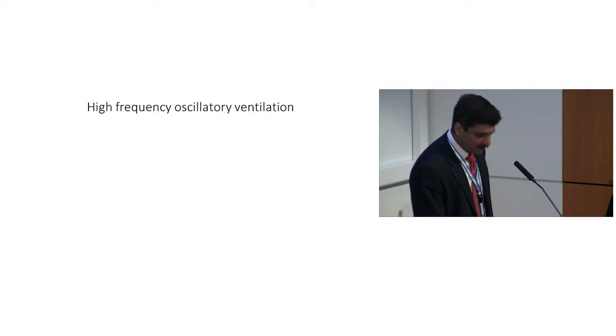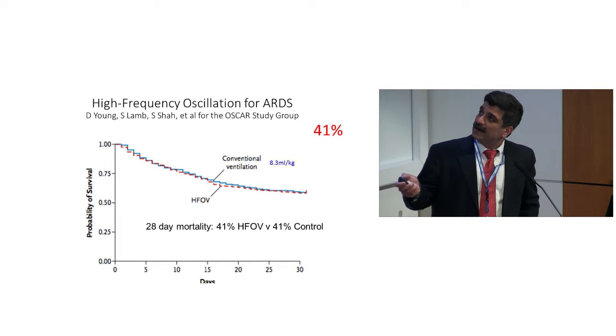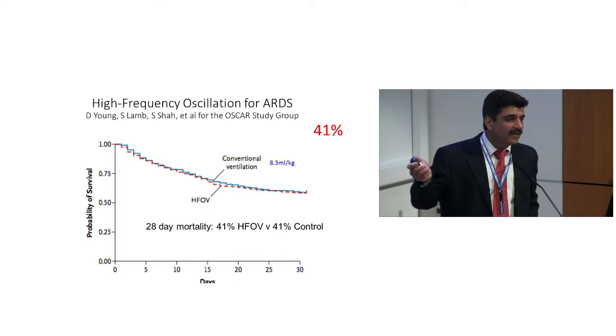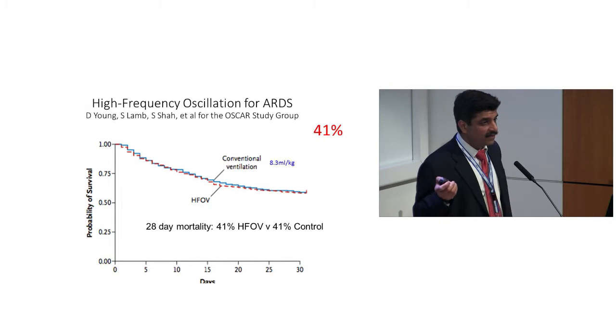High frequency oscillator is something very close to me. We did the OSCAR trial. No difference in outcomes. The mortality was 41% for both control and HFO. And in our study, the tidal volume was 8. It's a very expensive way of conducting an audit of tidal volume practice in the UK.